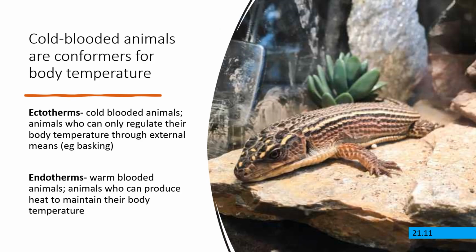We are regulators for body temperature. If our temperature gets below 98.6 degrees, we start producing heat to warm ourselves up. If we get too warm, we start to sweat to cool down. We are endotherms because we can produce heat to maintain our body temperature. But cold-blooded animals, or ectotherms, are conformers for body temperature. They can't produce their own heat, so when it gets cold outside, their body temperature drops.